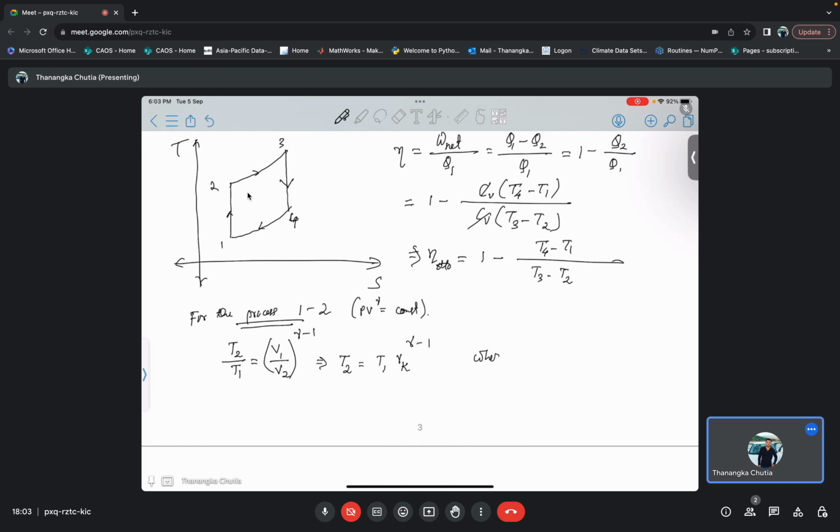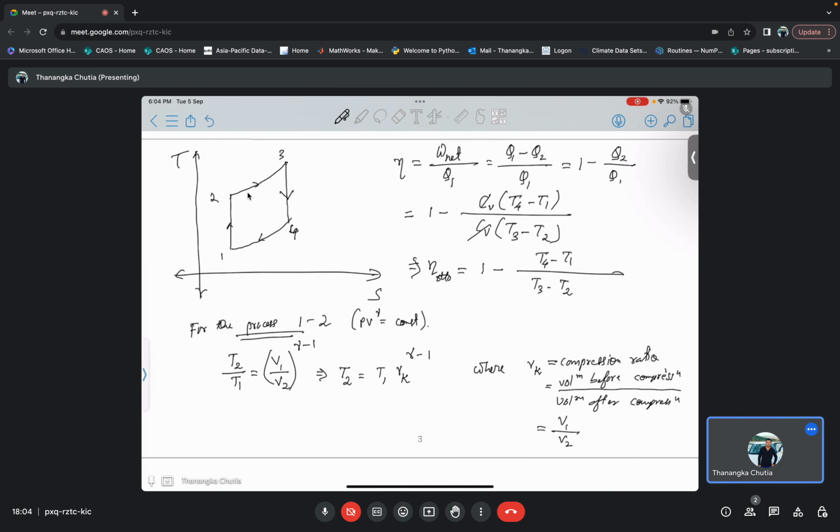where Rk is equal to the compression ratio, which is the volume before compression divided by the volume after compression. The volume before compression is nothing but V1, and the volume after compression is nothing but V2. So T2 in this equation I can write as T1 into Rk to the power gamma minus 1.